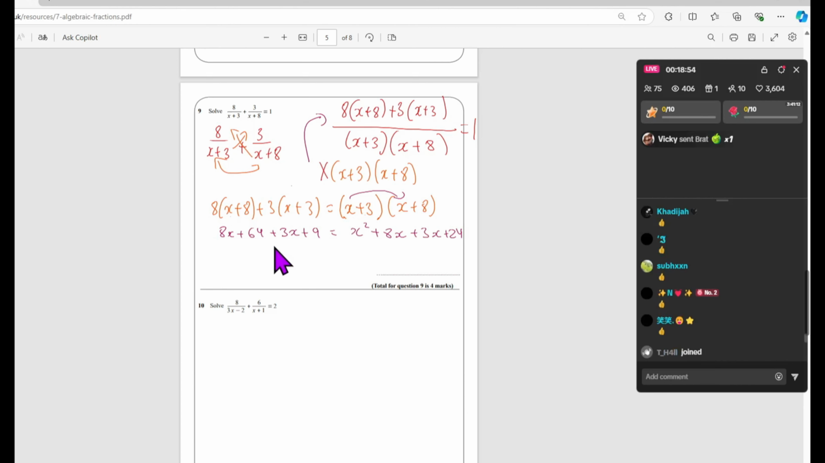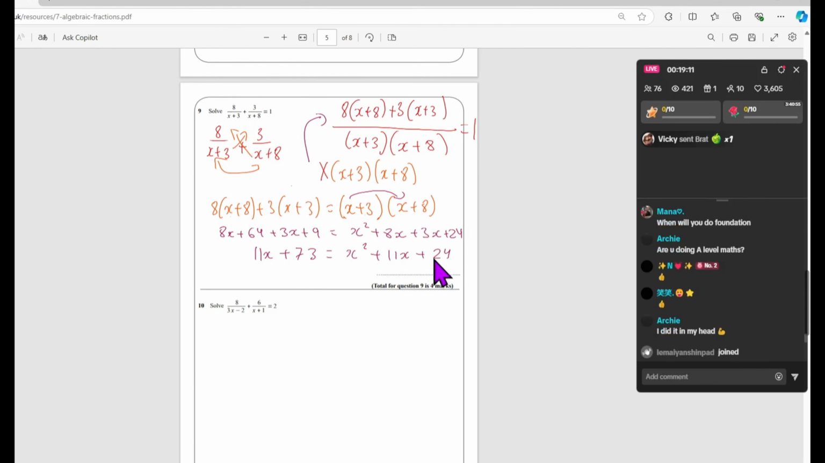So when we've done this, we're going to simplify this, collect the like terms, and we're going to end up with 11x plus 73 is equal to x squared plus 11x plus 24. And then since we've got this, we know that we have to move this. We're going to subtract 11x and minus 7x. And then we're going to get 73 is equal to x squared plus 24x. Because we subtracted 11x from both sides, and we got rid of the 11x.